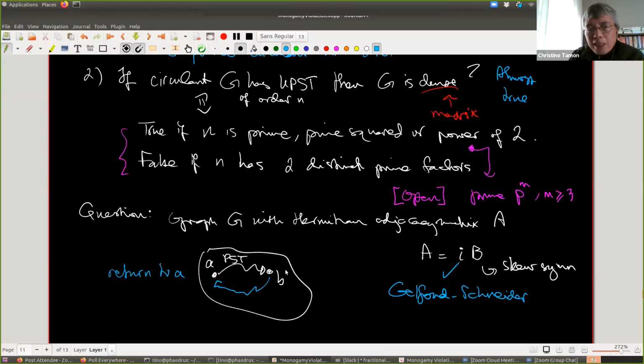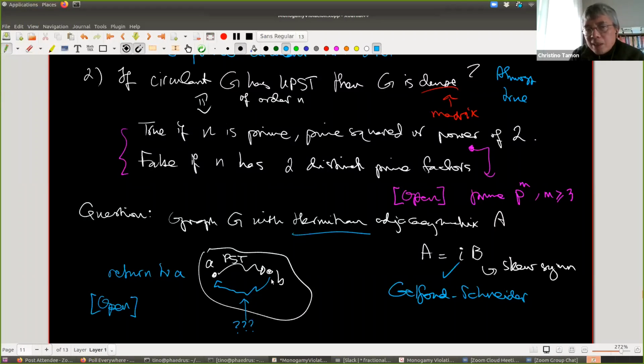So the question is, what happens in general for arbitrary Hermitian? Is this still true or not? And this is open, as far as I know. It would be interesting to construct an example where you can go from A to B as a PST, but you cannot come back.